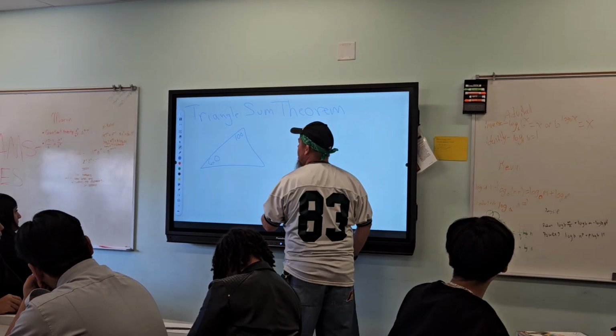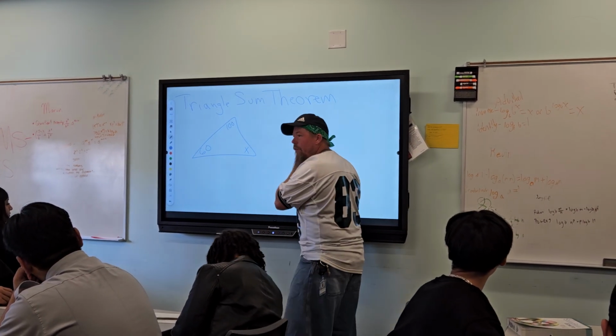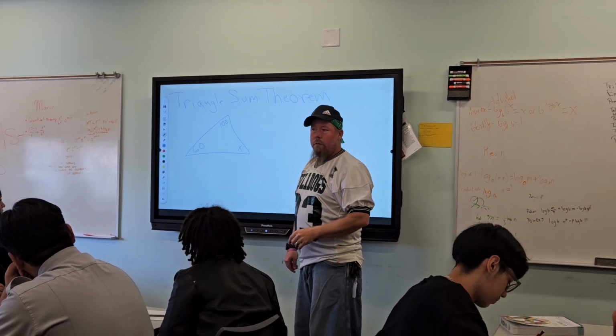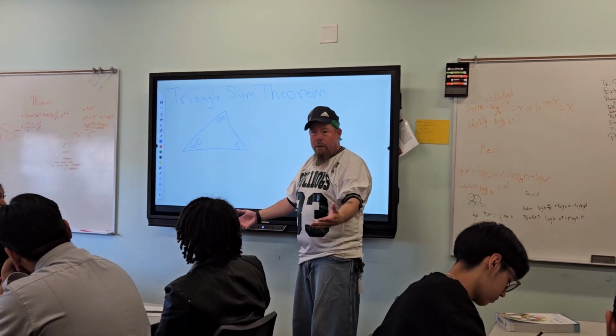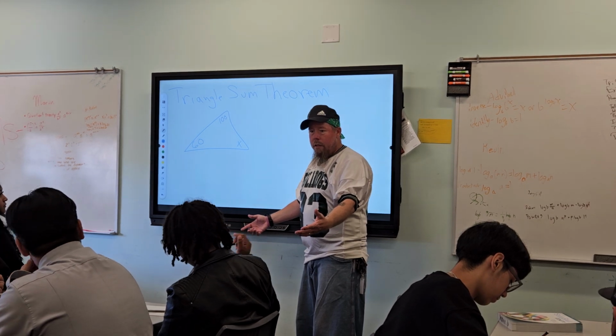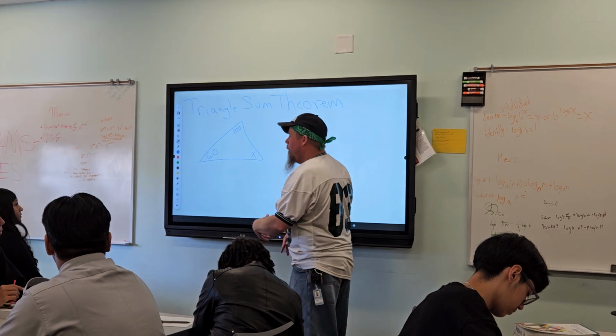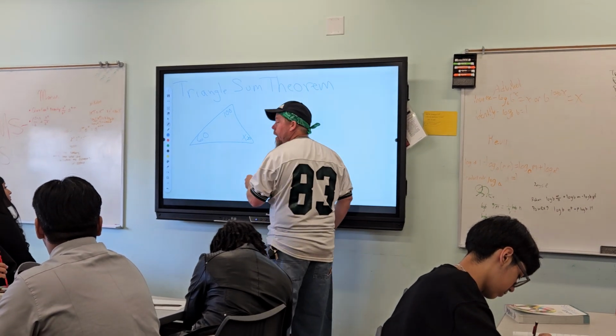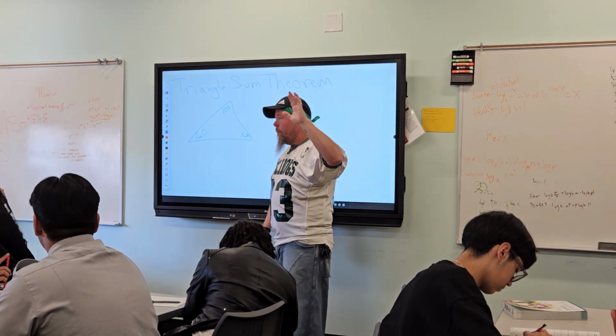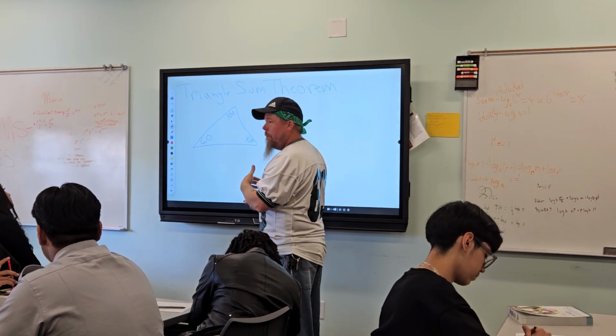So if this is 60 and this is 100 and this is x, how would I solve for x? Thoughts? Anybody? Add 60 and subtract it from 180. Genius, right? You would add these two, so 60 plus 100, 160, subtract that from 180, you would get 20, okay? Everybody okay with that? We comfortable with that? Okay, that's the triangle sum theorem, okay?